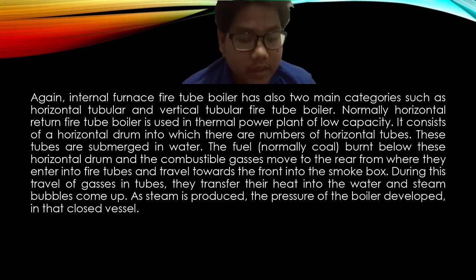The fuel, normally coal, burns below the horizontal drum, and the combustible gas moves to the rear, from where it enters into the fire tubes and travels towards the front into the smoke box. During travel of the gas in the tubes, they transfer heat into the water and steam bubbles come up. As steam is produced, the pressure of the boiler develops in that closed vessel.